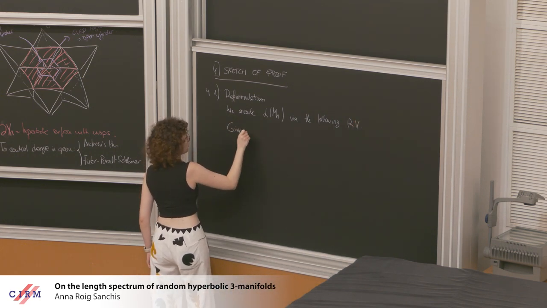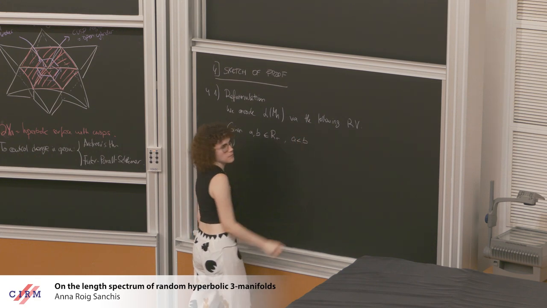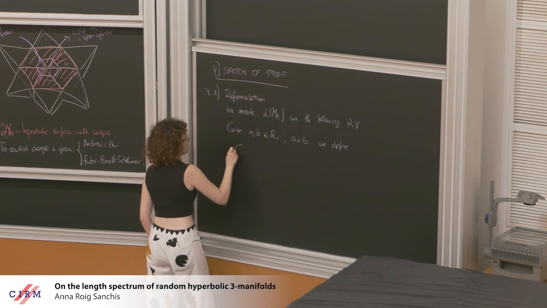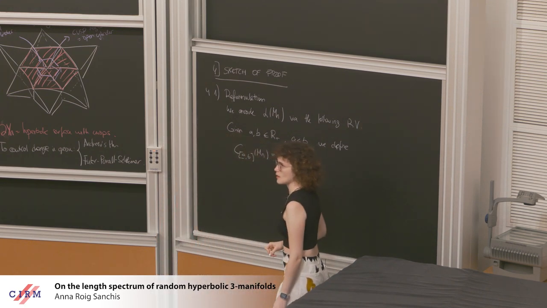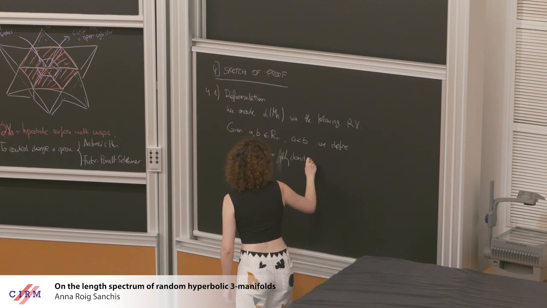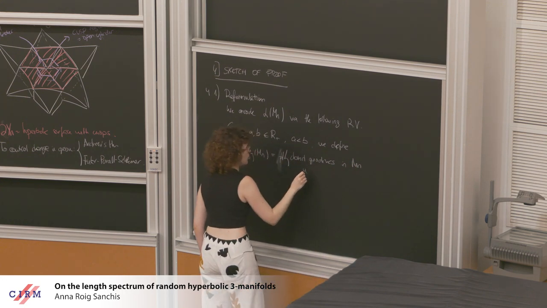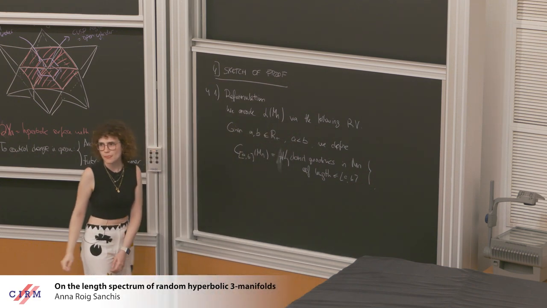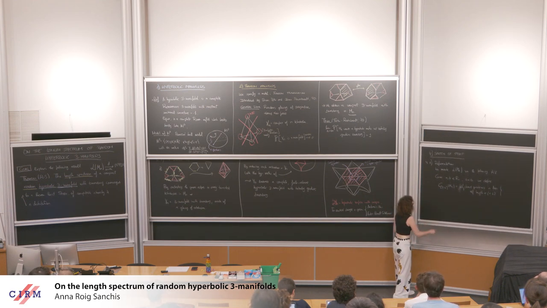Given positive reals A and B, let's say A less than B, we define the random variable C_{A,B}(Mn) as the number of closed geodesics in Mn of length between A and B. And once we consider this, we study the behavior of this random variable.